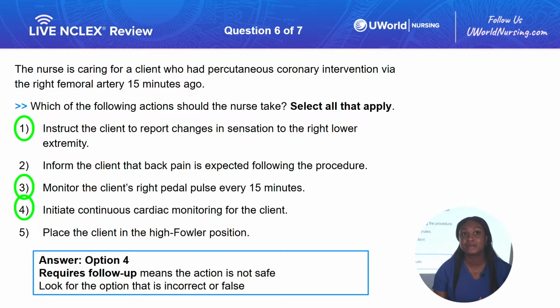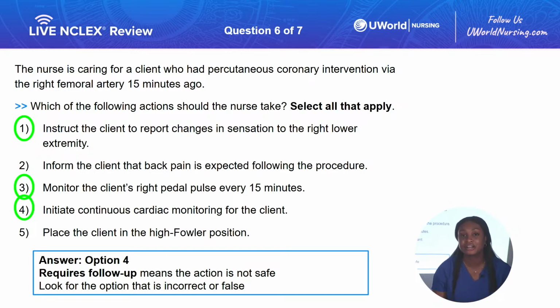Another correct teaching point is to monitor the client's right pedal pulse every 15 minutes. Again, that's a big artery. If that blood flow is constricted in whichever way, whether it be a hematoma, blood clot, or whatever, we need to recirculate that blood and get blood flow to that extremity very quickly. And option 4, initiate continuous cardiac monitoring for the client. This is expected. It was probably done even before the procedure because it is a heart type of procedure.